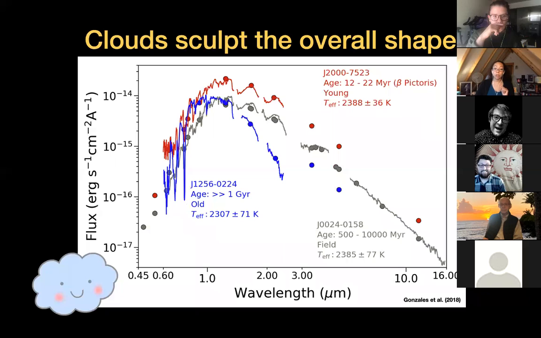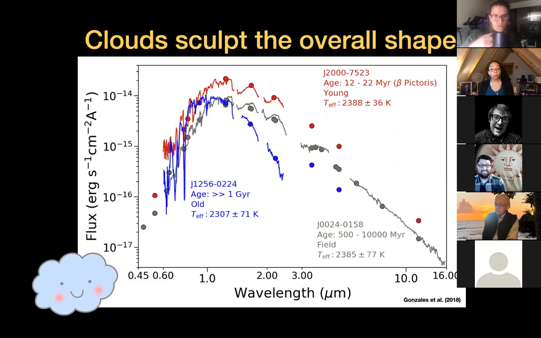So when I plot up these 3 objects, we find out that their shapes look very different from one another. Compared to the field objects in gray, 1256 in blue and the young object in red are both brighter than the field in the optical. But as we move to the near infrared, 1256 becomes fainter than the field, while the young object remains brighter. This is likely due to a lack of clouds in the atmosphere of the subdwarf. And while the young object is cloudy, what we're seeing is a redistribution of flux out to the longer wavelengths. So we're really seeing clouds are sculpting the overall SED shape.